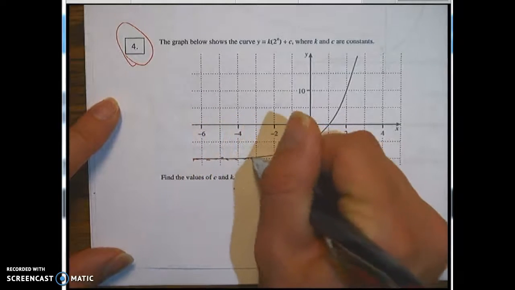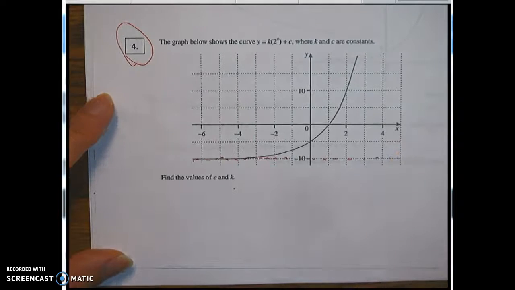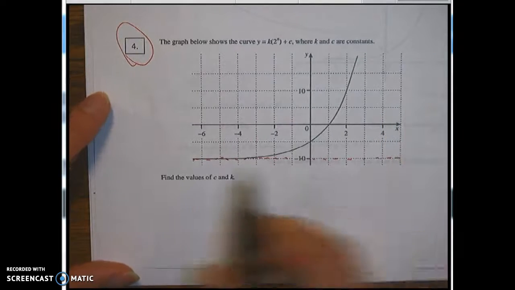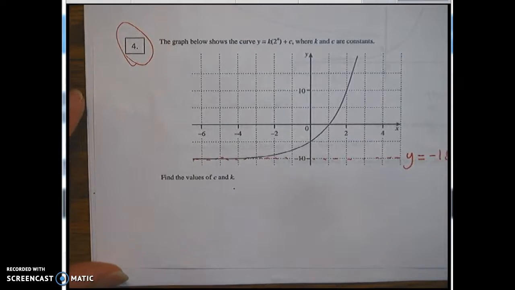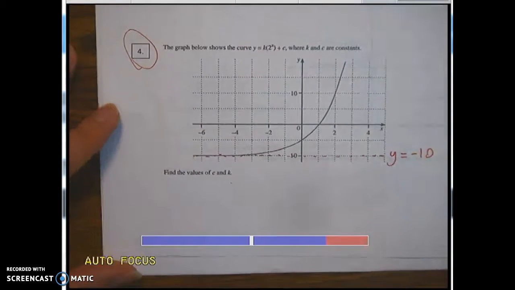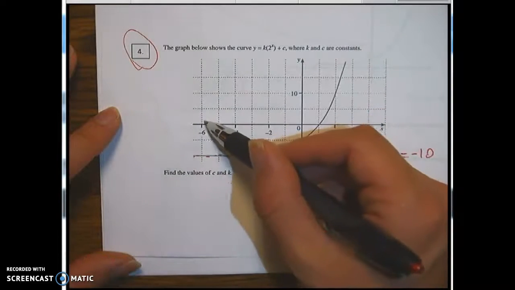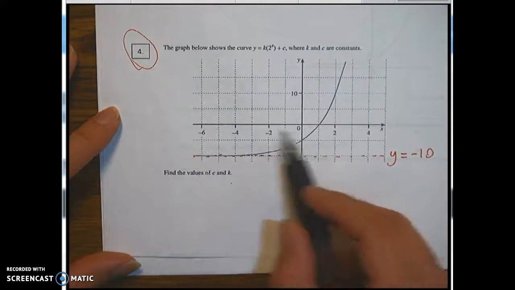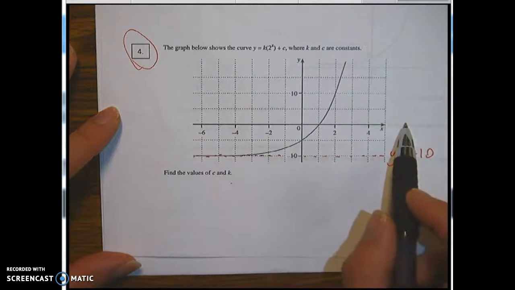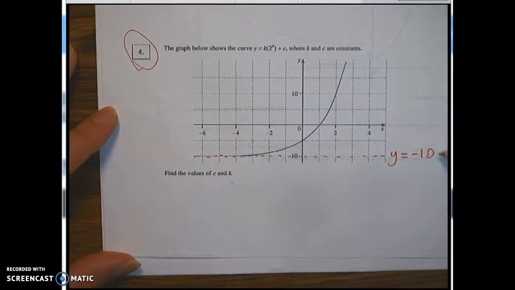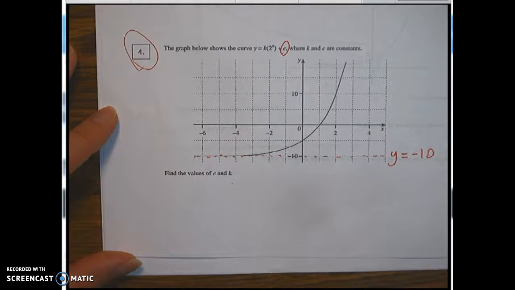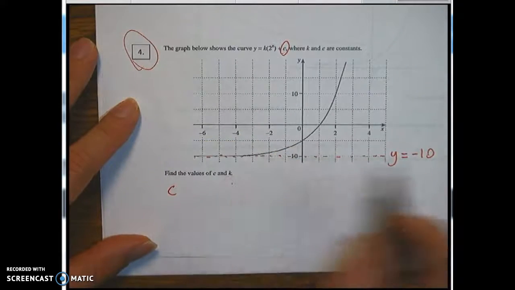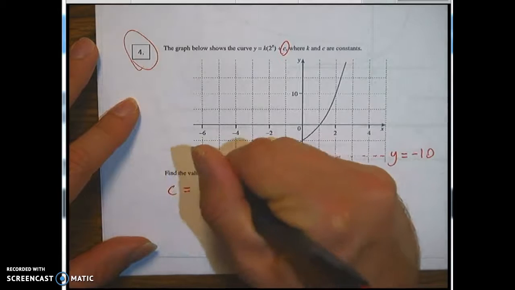We can see that this exponential has a horizontal asymptote at y equals -10, which means that this function from the parent function, normally the parent function has that asymptote right there at y equals 0. So I know this thing has been shifted down 10 units. So that value of c right there, that must be -10, because that's the only way we're going to shift this thing up or down. So based on the horizontal asymptote, c equals -10.